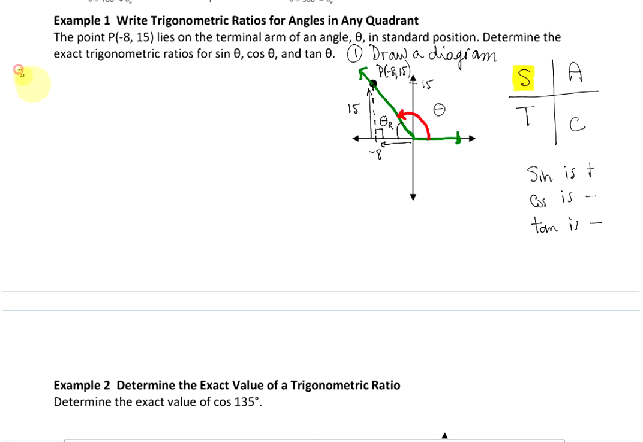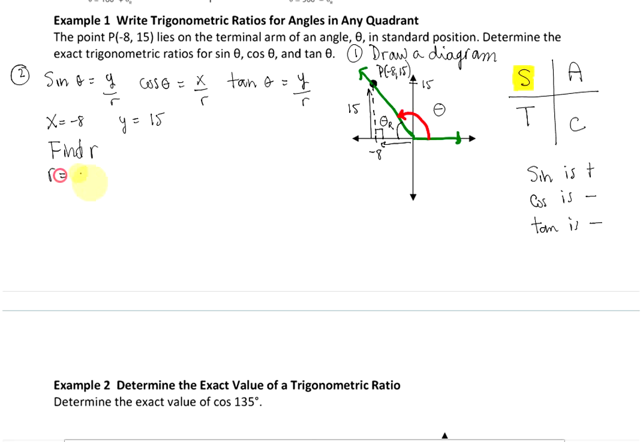Okay, so our second step. We want to recall our formulas that we derived in our introduction. That sine of theta is y over r, cos of theta is x over r, and tan of theta is y over x. Now, because we already have a point (-8, 15), we know that x is equal to negative 8 and y is equal to 15. We don't know the value of r, so that's going to be our next step. We want to find r.